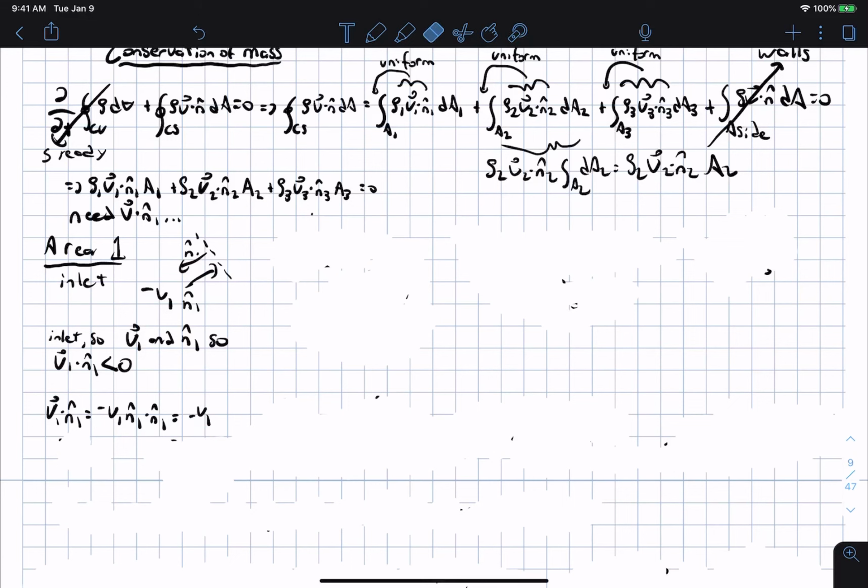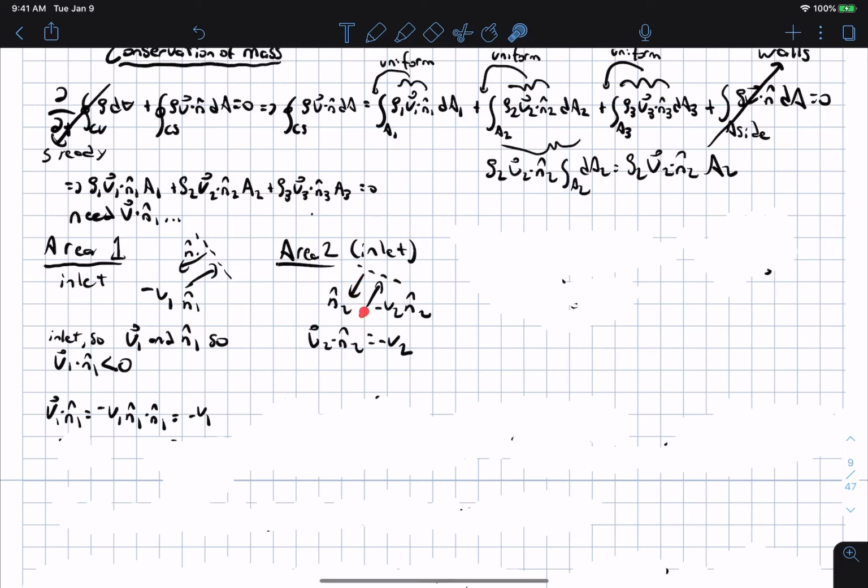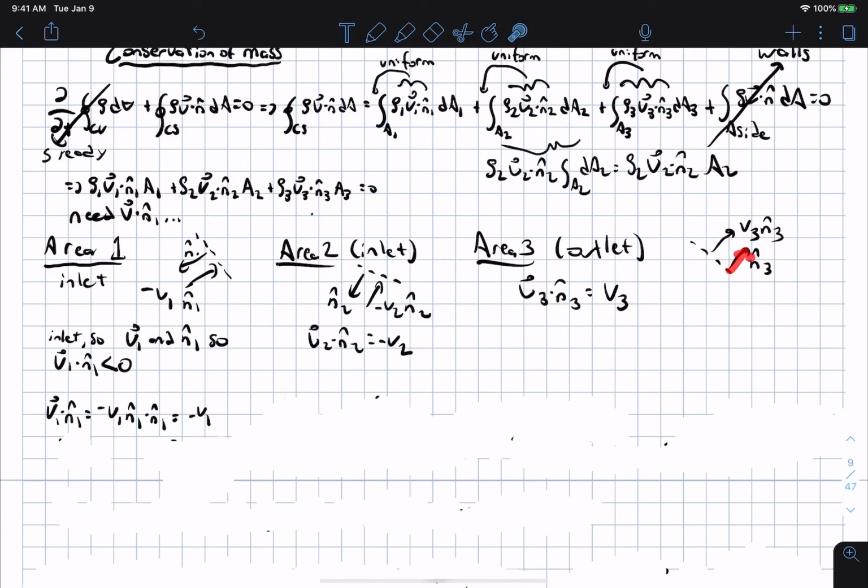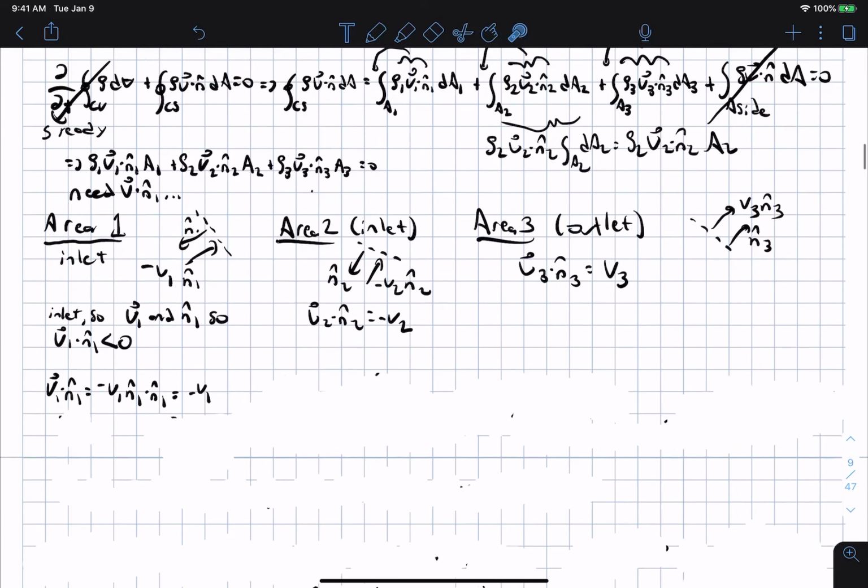We can do the same thing for area 2, which is the alcohol inlet. Right here we have some n hat 2 pointing down, and we have some v2 going up in the opposite direction as n hat 2, because again that is an inlet. We can form v2 dot n hat 2 again, and we can do the same thing for area 3. That is an outlet, and so here n hat 3 and v3 are pointing in the same direction. So v3 dot n hat 3 is just v3.